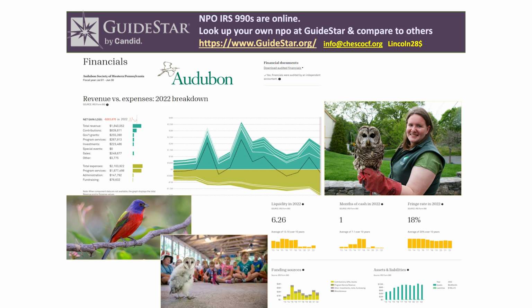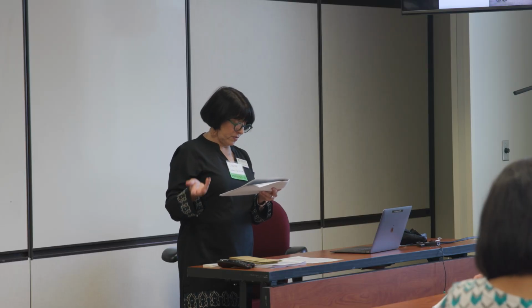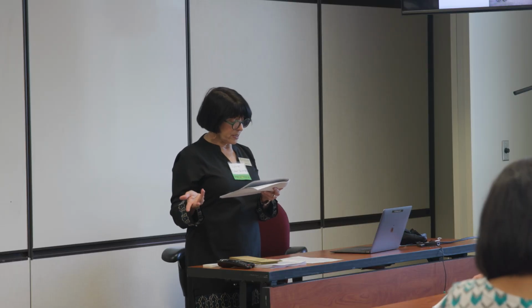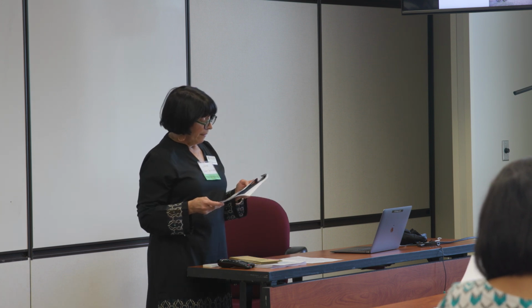So this is an example of an organization, Audubon. Top left, you can see it's reporting their revenues, and in total, 1.8 million. And then, by the way, what sources were those revenues? How much in contributions? How much in government grants? Program services. Then they get into investments. How much did you make on your investments? They had sales, probably some kind of gift store, I don't know.